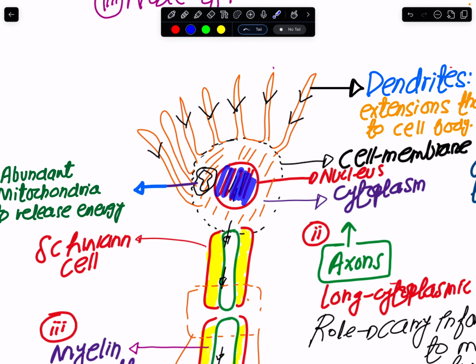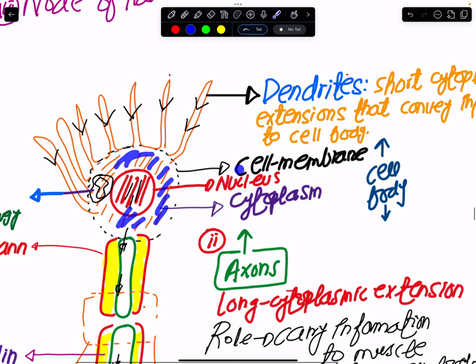Now, if I were to take you here, for this motor neuron you see that I have the nucleus, then the abundant mitochondria, and then the cytoplasm. And this cell membrane, nucleus, and cytoplasm make up the cell body of the motor neuron.